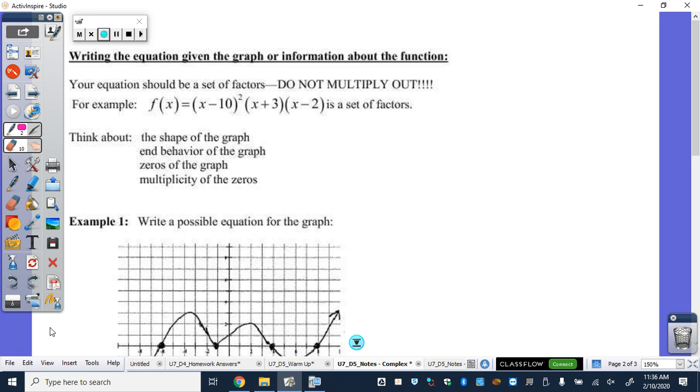So when you are writing your equation, you're just going to list out the set of factors. You're not going to actually multiply them out, because you have to take into account all the different multiplicities that go along with it. So when you're trying to create your equation, here's your list of things to consider. What is the shape of the graph, so you know which degree you're looking for? End behaviors, zeros. What is the multiplicity of your zeros? Those kinds of things.